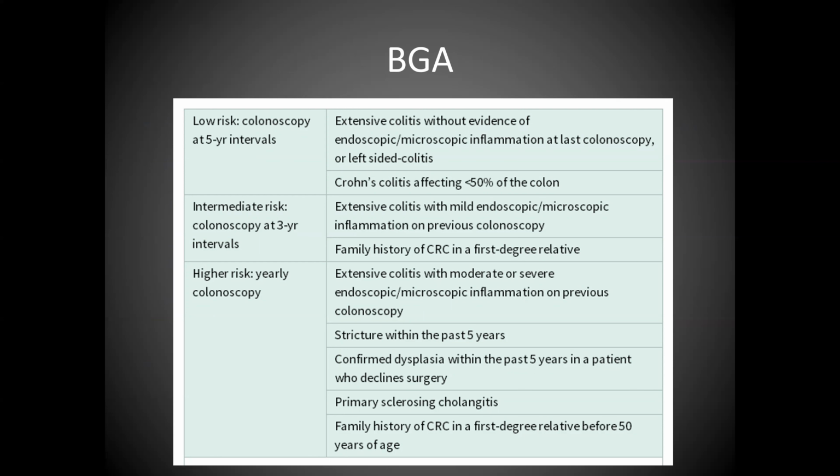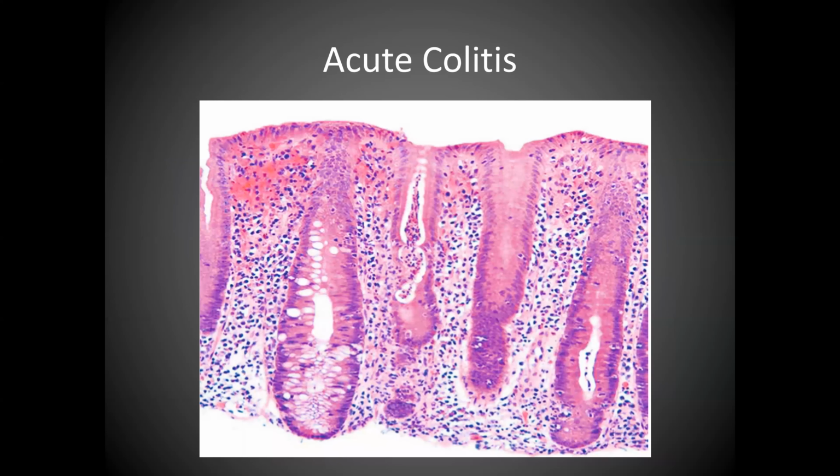So these are the British Gastroenterology Association recommendations, and I won't spend a great deal of time on that. If you're practicing in Great Britain or an area influenced by that association, then you'll need to know those more completely. So that kind of wraps up our chronic inflammatory bowel disease section. Let's go on and talk about acute colitis.